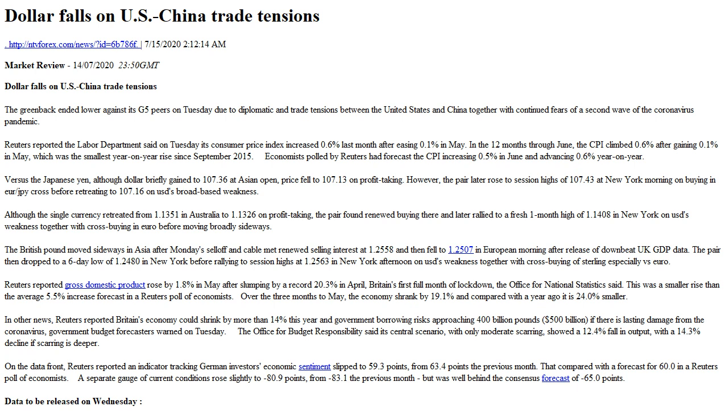The greenback ended lower against its G5 peers on Tuesday due to diplomatic and trade tensions between the United States and China, together with continued fears of a second wave of the coronavirus pandemic.